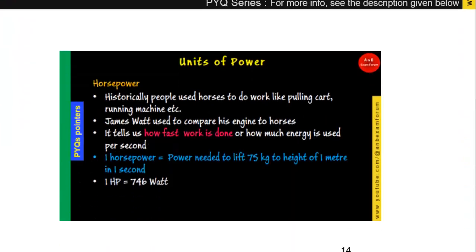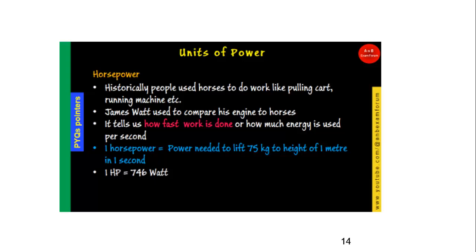And we have seen in our theory classes that horsepower is basically a historical unit which is used to compare engines with horses. That's why the name horsepower has come. Basically horsepower tells us how fast work is done, and you can relate it to the power needed to lift 75 kg to a height of 1 meter in 1 second. So, just a simple theory about horsepower.